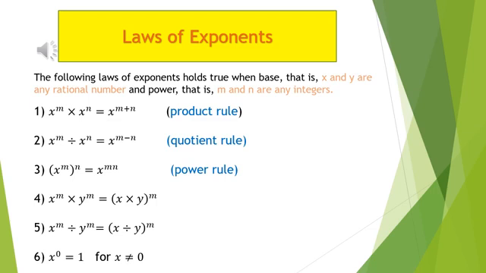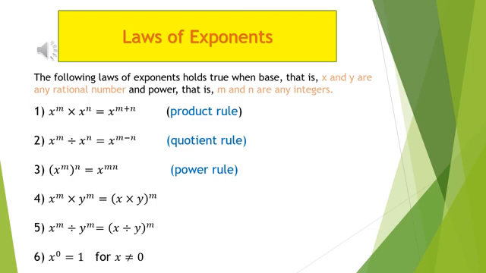Power rule is suggesting that if you have a number x raised to the power m and the whole power is n, then what will you do? You will just multiply the powers, and you will keep the base as it is. So your answer will be x raised to the power m multiplied by n.